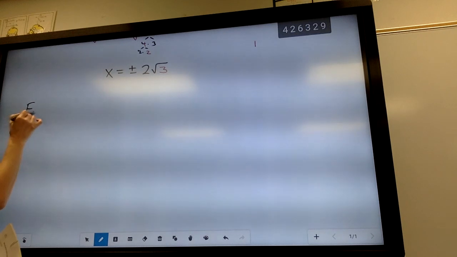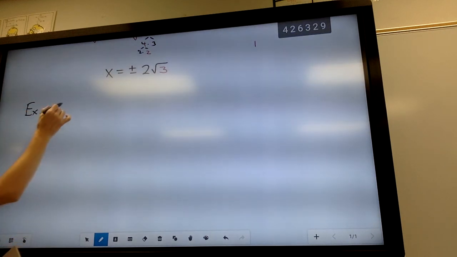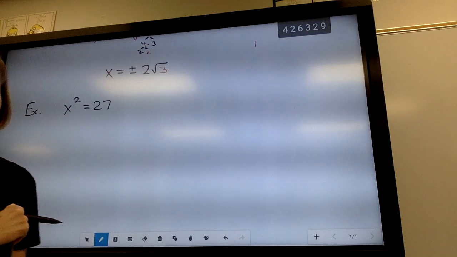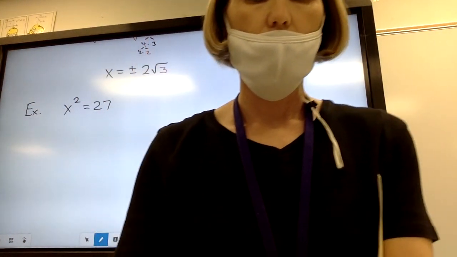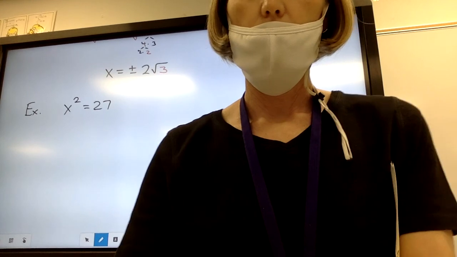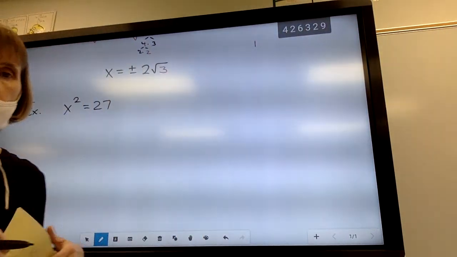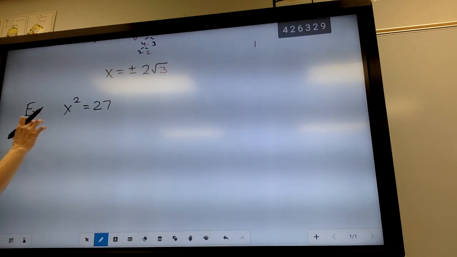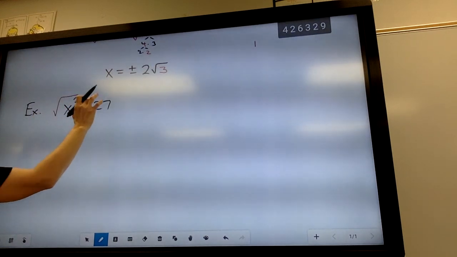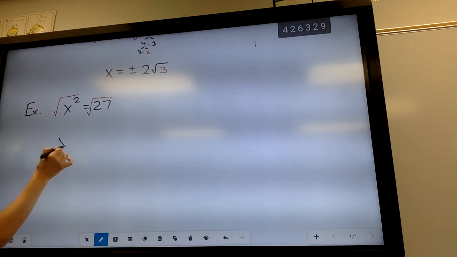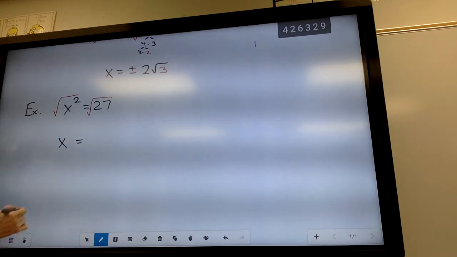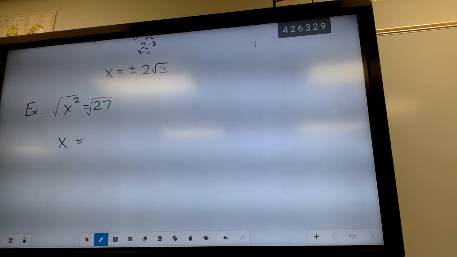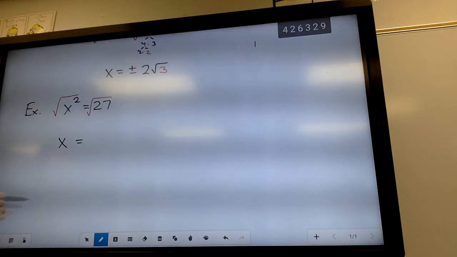Here's an example of x squared equals 27. So I can solve this by taking the square root of both sides. The square root of x squared is just x. But I would need to simplify this. I don't want a decimal. Don't give me any decimals for answers. I want you to simplify that.